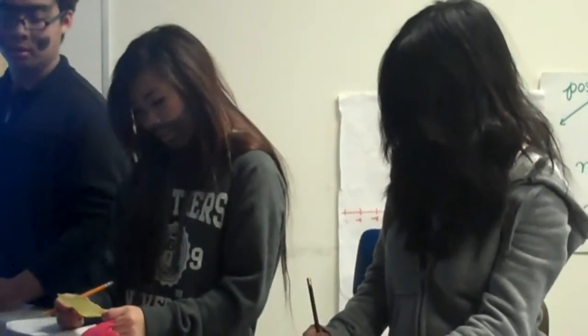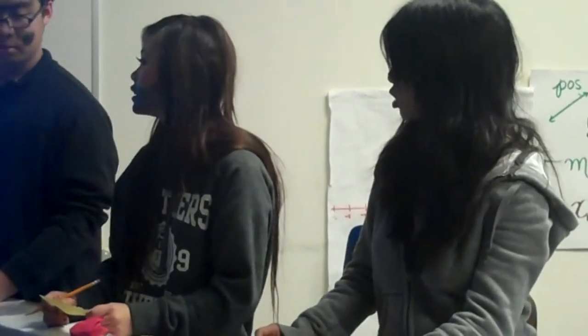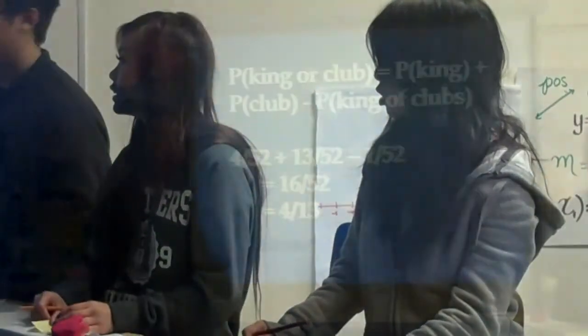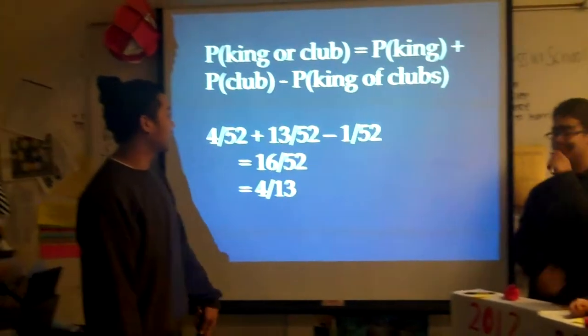Okay, since there are 4 kings in a deck of cards, it would be 4 over 52. And there are 13 clubs in a deck of cards, so it would be 13 over 52. But you do not want to count the king of clubs 2 times. So it would be 4 over 52 plus 13 over 52 minus 1 over 52. So it would be 16 over 52, and when you reduce that, it would be 4 over 13. Correct. That's the correct answer. You will get 300 points for the problem solving category.